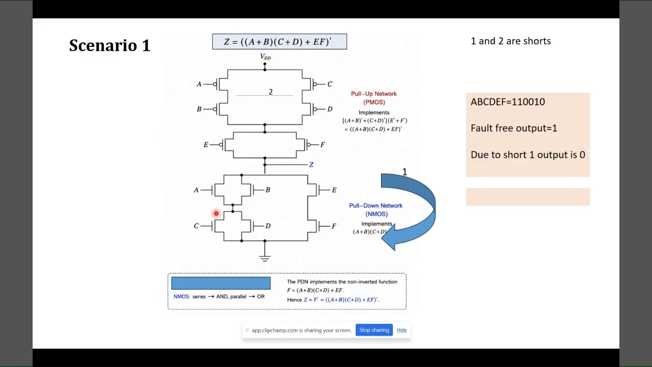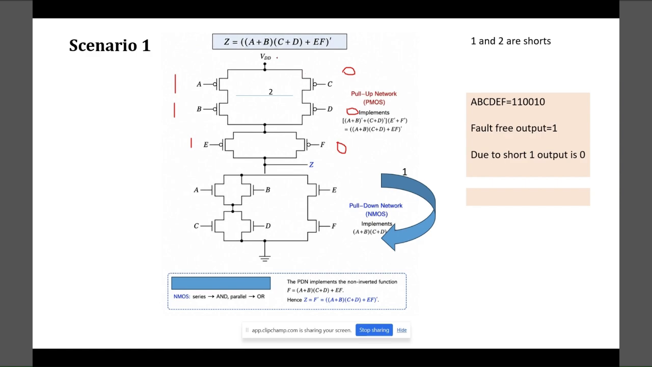Now coming on to how the fault affects the circuit. Let us consider the examples. 110010. Here it is 1, here it is 1, here it is 0, here it is 0, here it is 1, and here it is 0. One more thing I forgot to explain. An NMOS transistor will be on when it is given the input 0. It will be off when it is given the input 1.